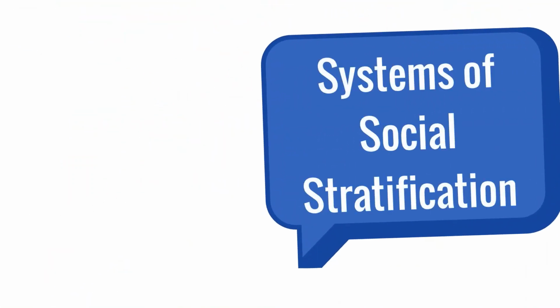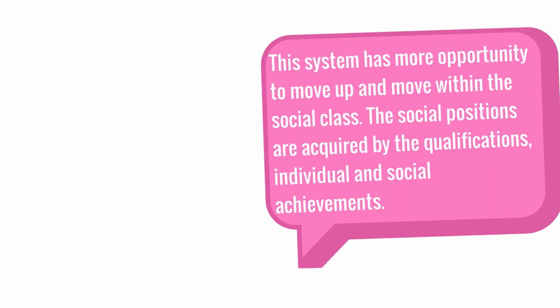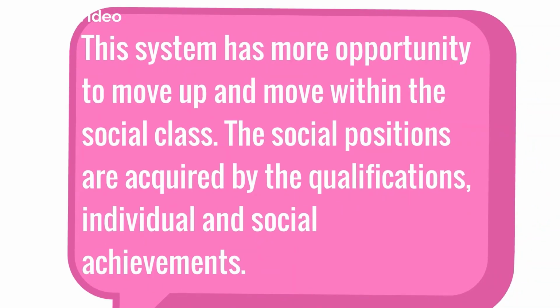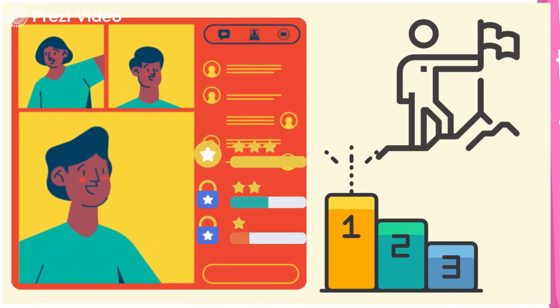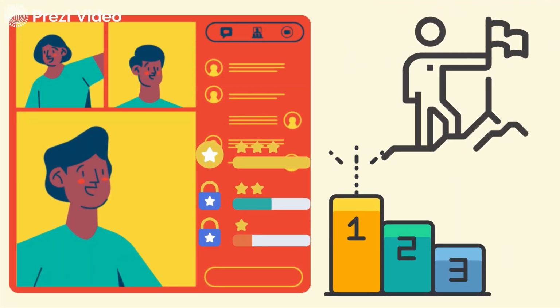We also have systems of social stratification, the open class and the closed class. Open class system. This system has more opportunity to move up and move within the social class. The social positions are acquired by qualifications, individual, and social achievements, meaning people having the same socio-economic status, education, and occupation belong to this system. This is interpreted as equality in opportunity because everyone has a chance to improve and achieve their positions.